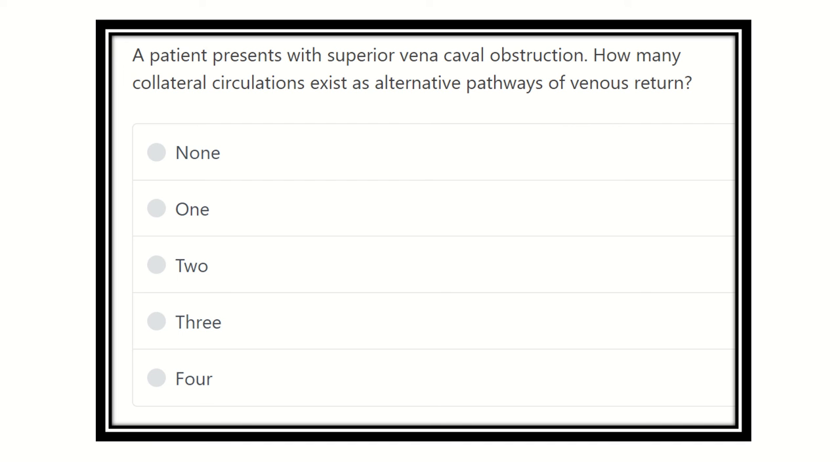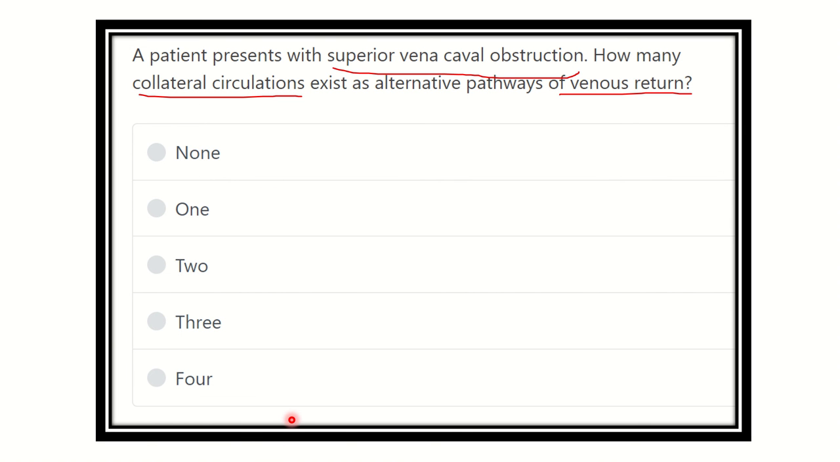So here the key point is that the patient presents with superior vena cava obstruction. That means the vena cava is obstructed at some point. How many collateral circulations exist as an alternative pathway of venous return? We have to find the alternative pathway by which the blood of the upper limb and head and neck area will drain into the heart, bypassing the superior vena cava. Here are the options: none, 1, 2, 3, and 4.